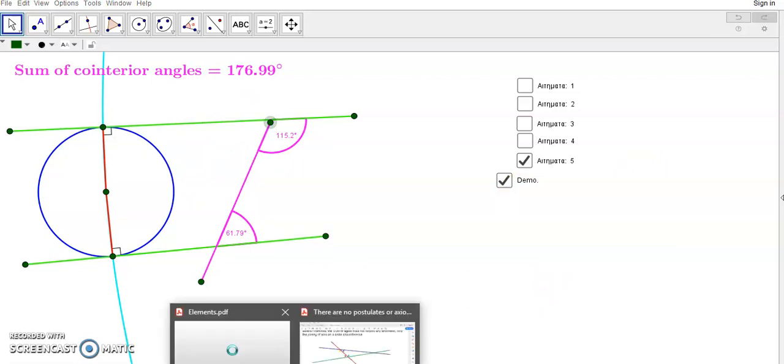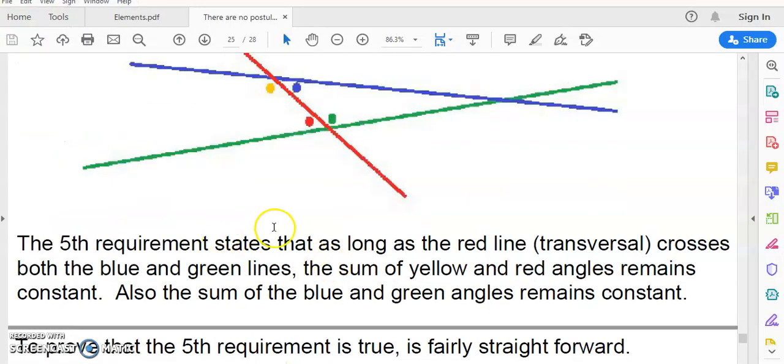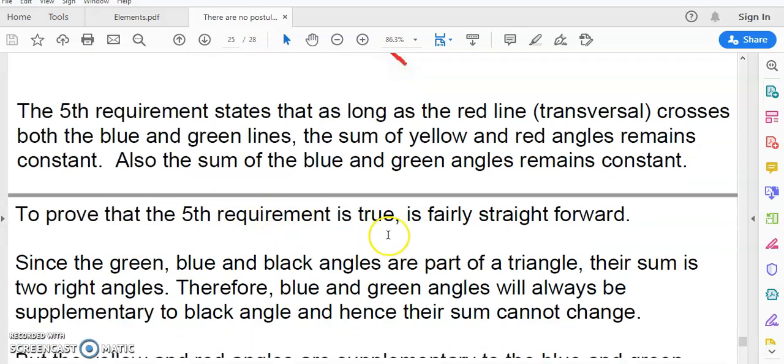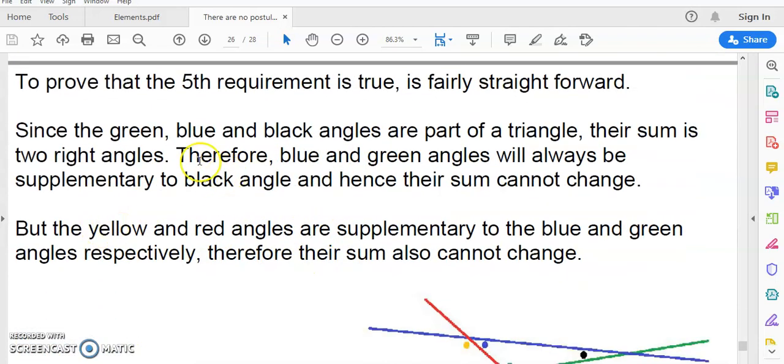Okay? So the fifth requirement states that as long as the red line, this transversal, crosses both the blue and the green lines, the sum of the yellow and red angles remains constant. Also, the sum of the blue and green angles remains constant. To prove that the fifth requirement is true is fairly straightforward.